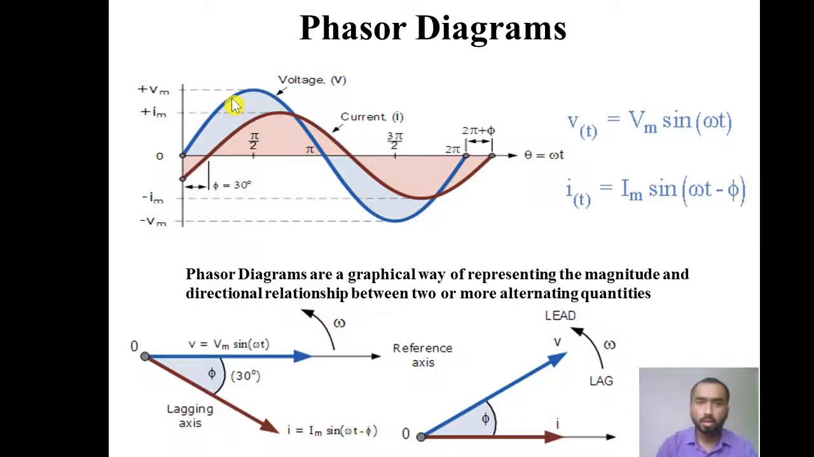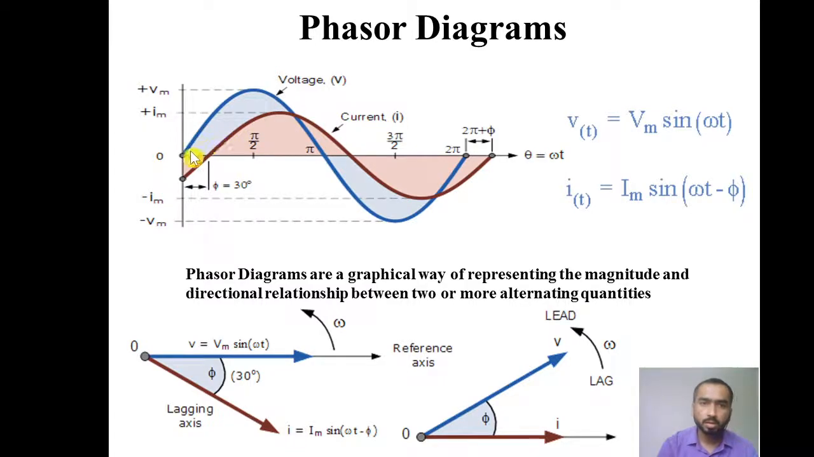Now see in this figure, this is a voltage signal and this is a current signal. Vm is the maximum voltage, or amplitude, of this voltage signal, and Im is the maximum current, or amplitude of this current signal. The voltage signal is denoted by V and the current signal is denoted by I.